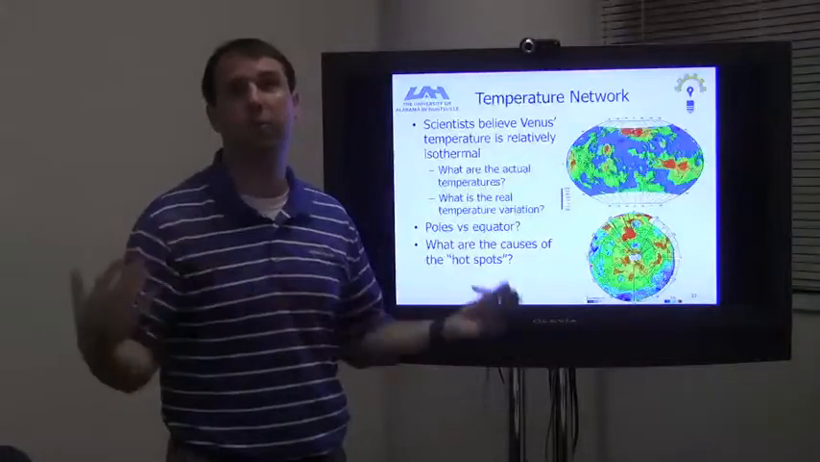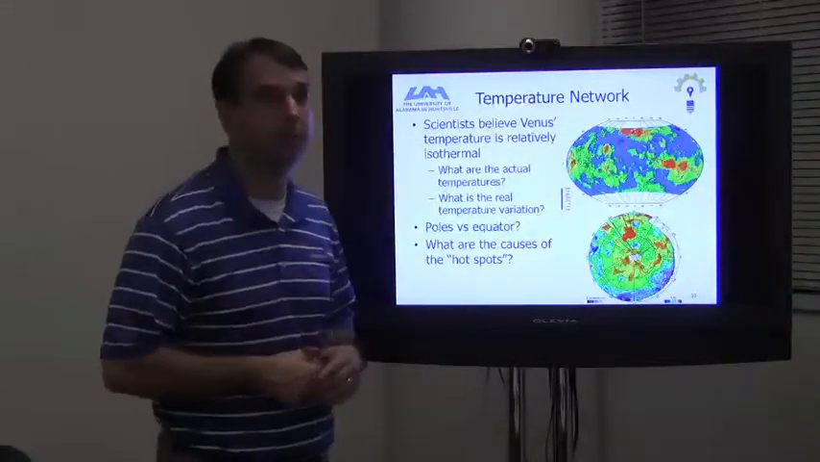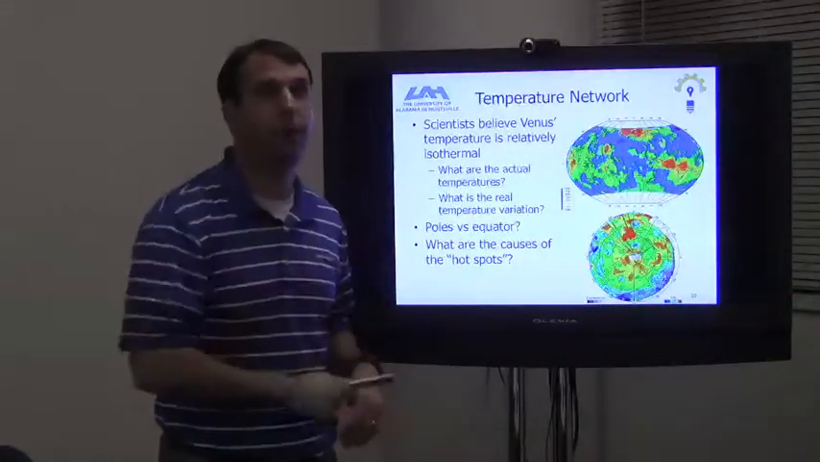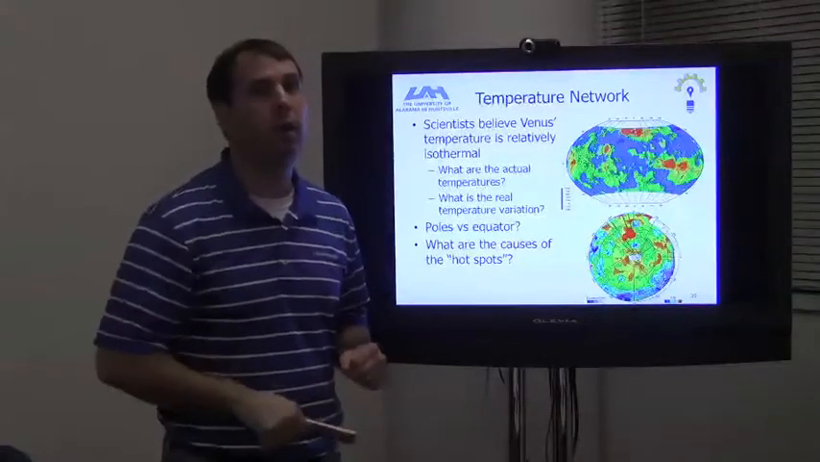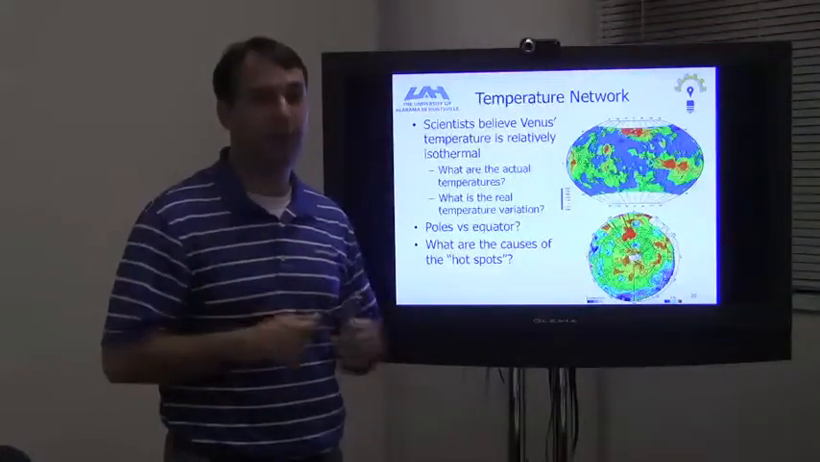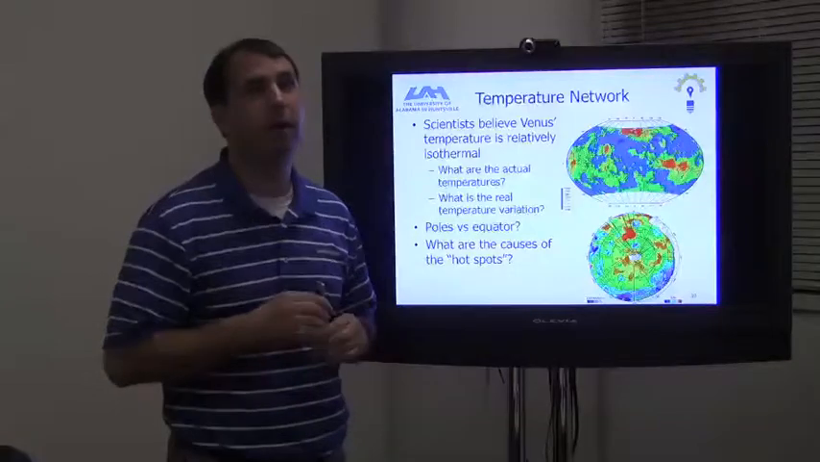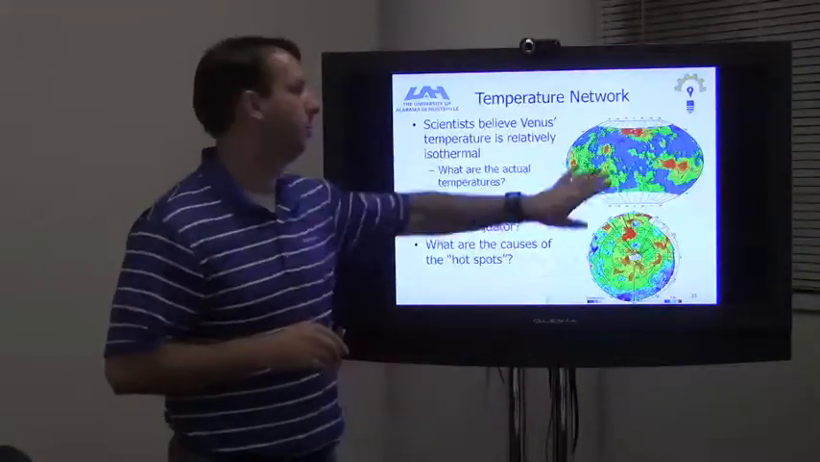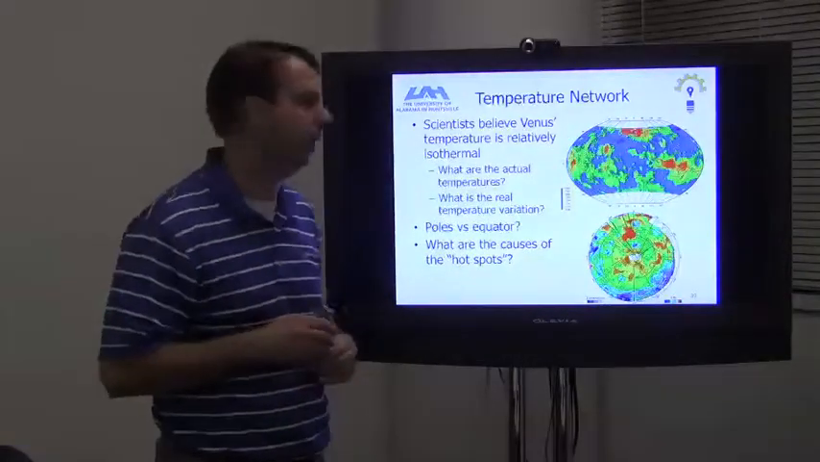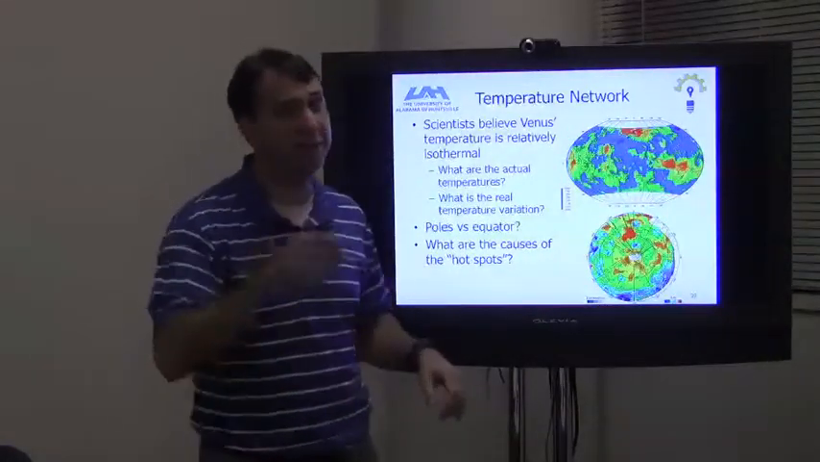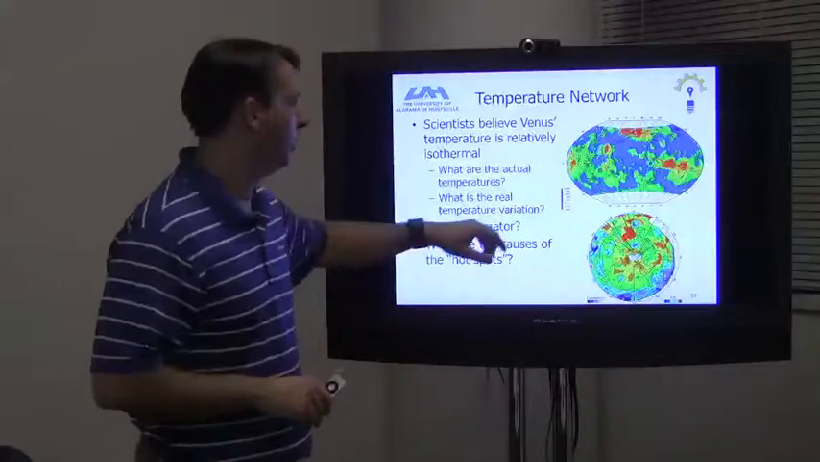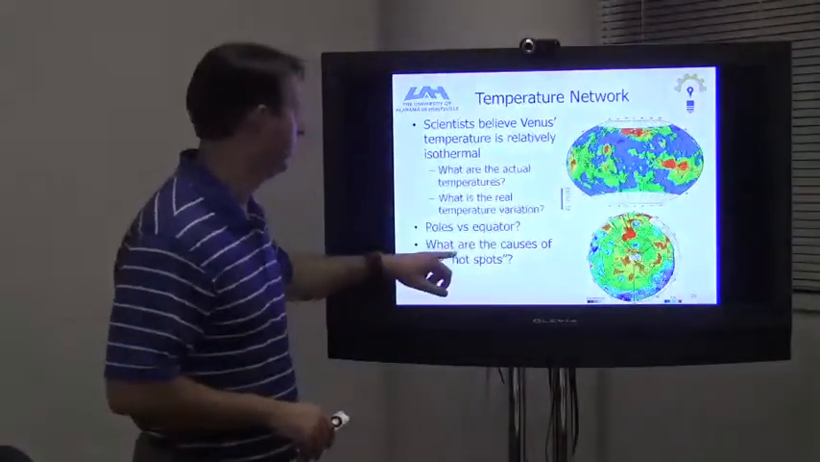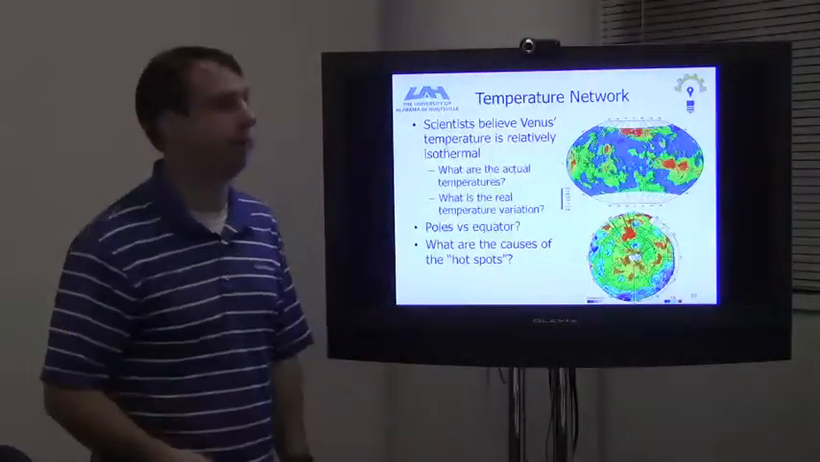You can measure the temperature over time, and that gives you some different things as well. Don't forget about, with all these measurements, there's a time component as well. If you were to measure the temperature of Huntsville, Alabama, over the course of a year, it changes drastically. And so I'm sure it does the same on Venus as well. Not as drastic, but I'm sure it'll change. And so you could check the poles versus the equator temperatures, and what are the causes of the hot spots.